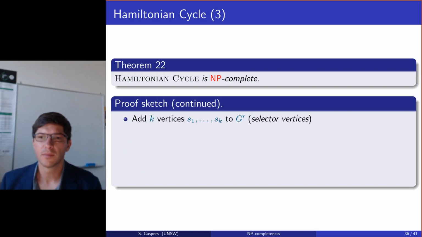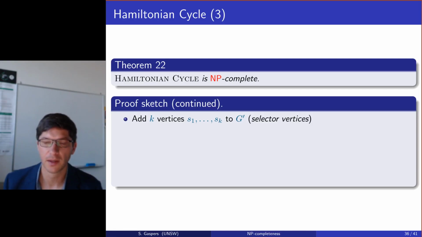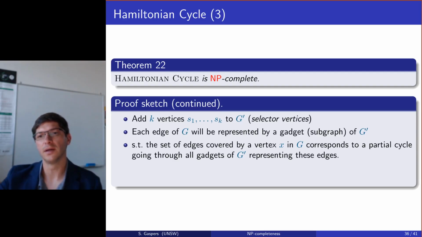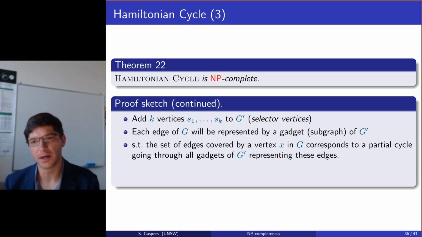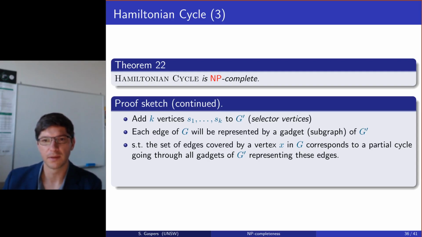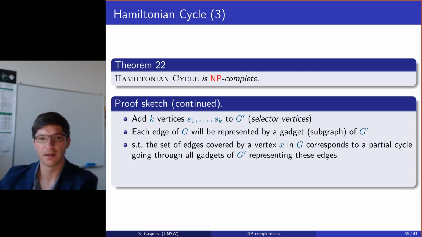So we will add k vertices to G prime. Those are called the selector vertices. We have one vertex for each choice of a vertex in the vertex cover that we can add. Now each edge of G will be represented by a gadget of G prime. The gadget is just a part of this graph that we are constructing. So basically, for each edge, we'll construct something, and this something is a small graph, and we typically call this a gadget.